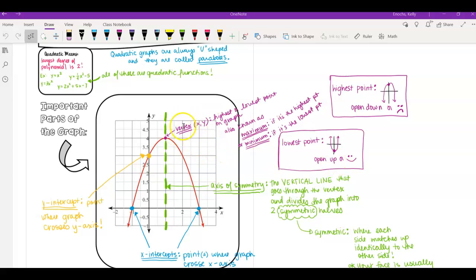And when we talk about those shifts, up, down, left, right, we're going to talk about where those shifts are for the vertex. Another important part is this axis of symmetry line that goes through the vertex. It's a vertical line through the vertex.